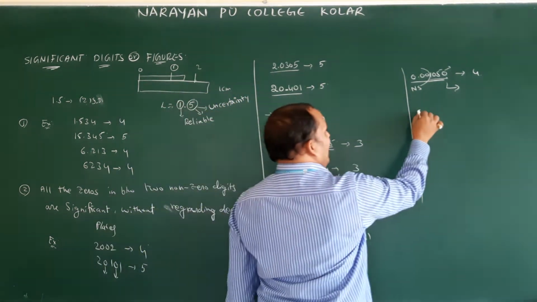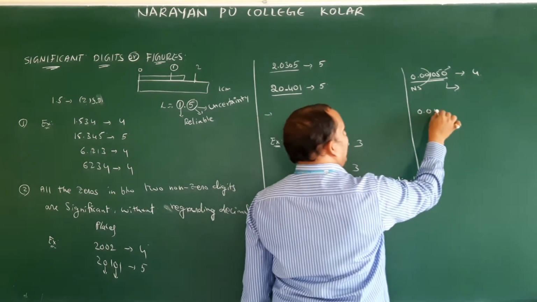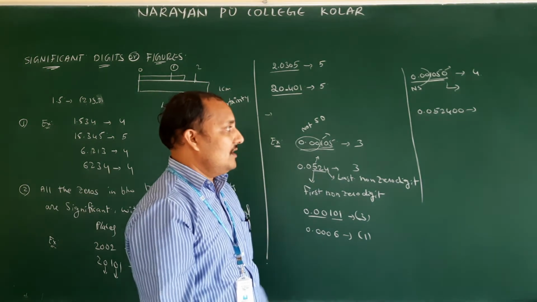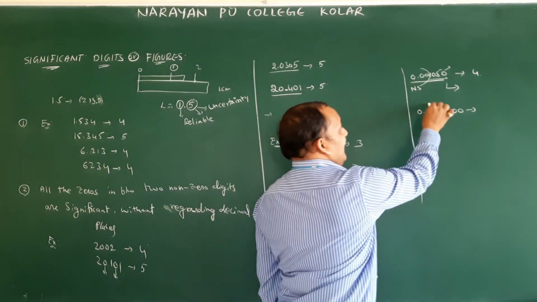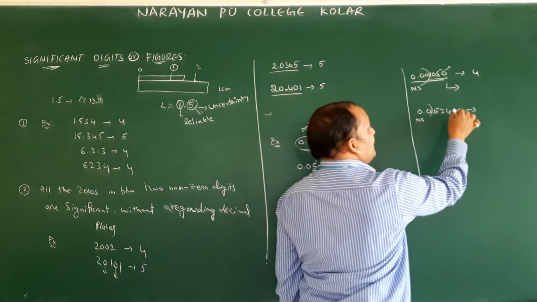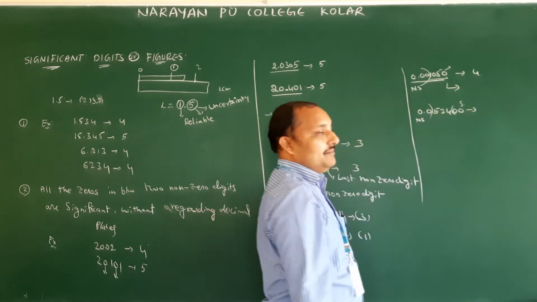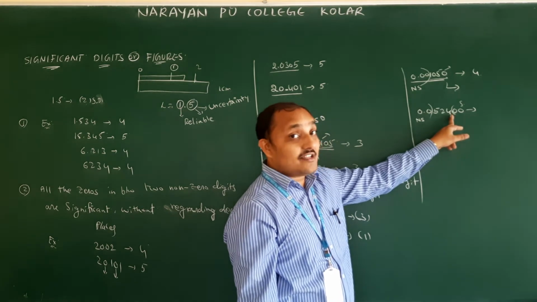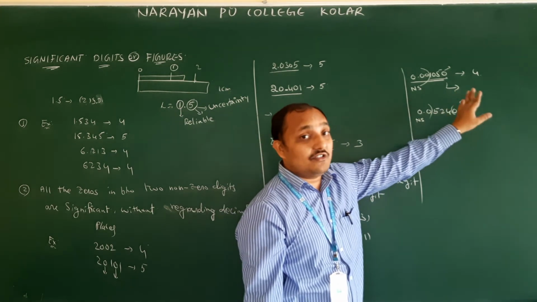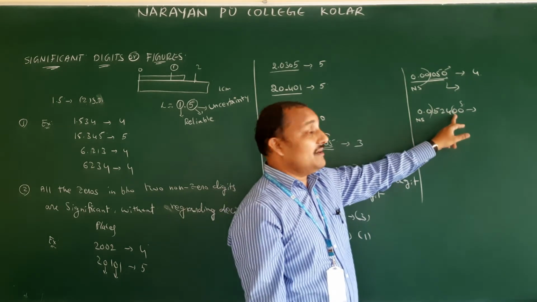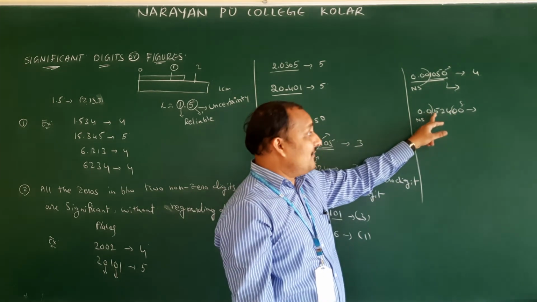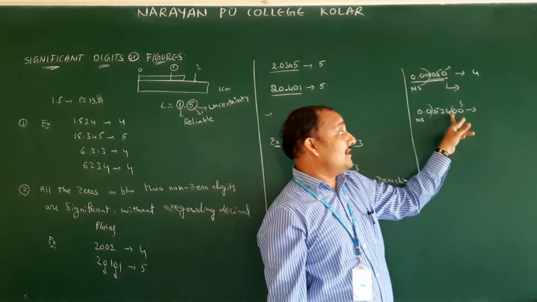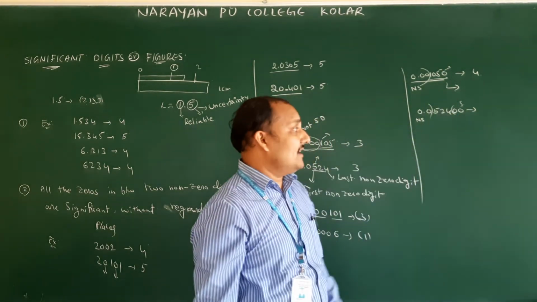This one: 0.0, 5, 2, 4. I have again taken 2 zeros. So this 0 is not significant. Now these 2 zeros are significant because these 2 zeros are after the decimal place and after the last non-zero digit. After the last non-zero digit, any zeros that are there will come under significant. So before the first non-zero digit, not significant. After the last non-zero digit, those will come under significant.